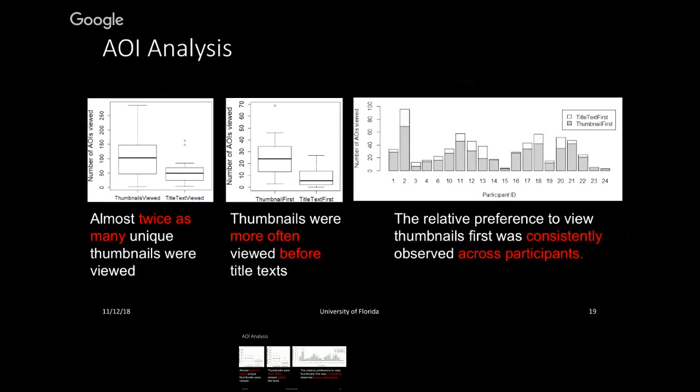And this relative preference to view thumbnails first was consistent across participants. So if we broke it down by individual participant ID, very consistently participants viewed thumbnails first. So all of this evidence taken together is telling us thumbnails are viewed before and thumbnails are viewed more than title texts. Right? Maybe if UX designers had to guess at it, they might have guessed this.